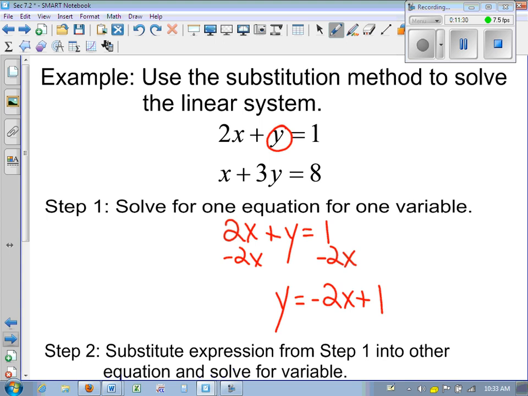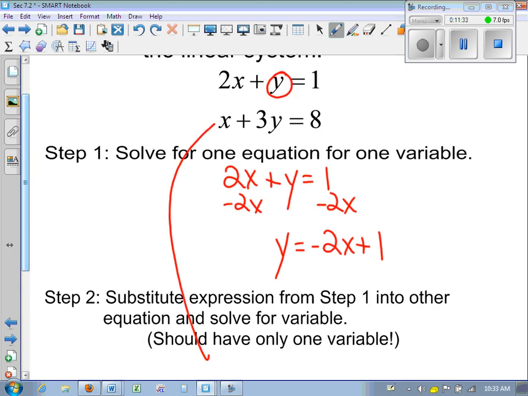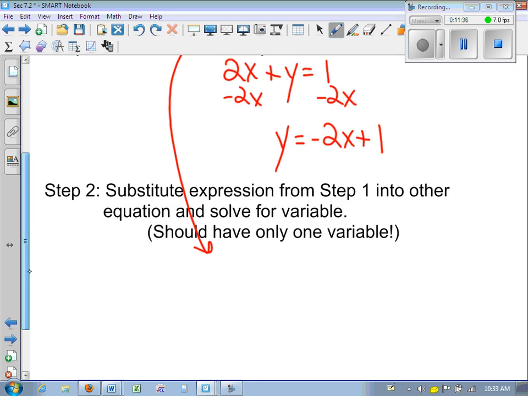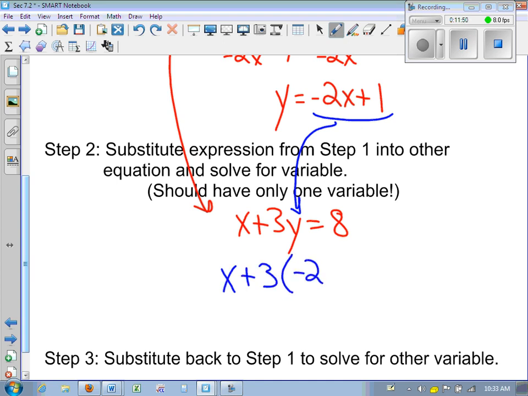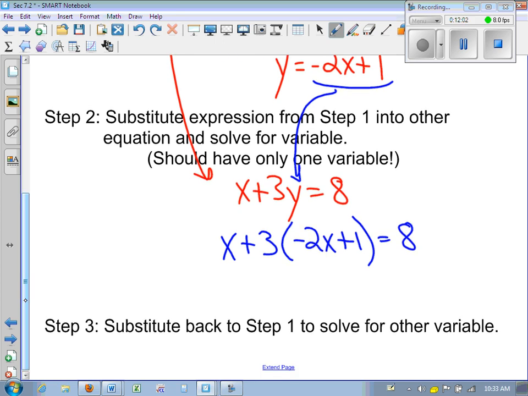Then I take my other equation, bring it down. X plus 3y is 8. I take this, substitute in for y. X plus 3 times negative 2x plus 1 is 8. Now notice, this one now gets a little bit harder. We've ratcheted up a little bit because now we have to distribute before we can simplify. X minus 6x plus 3 is 8.